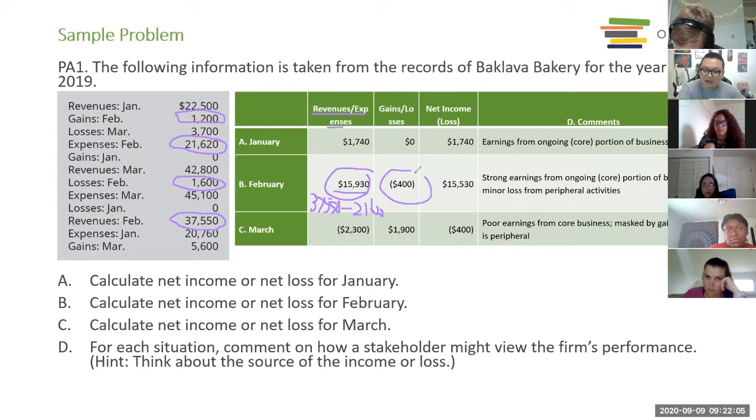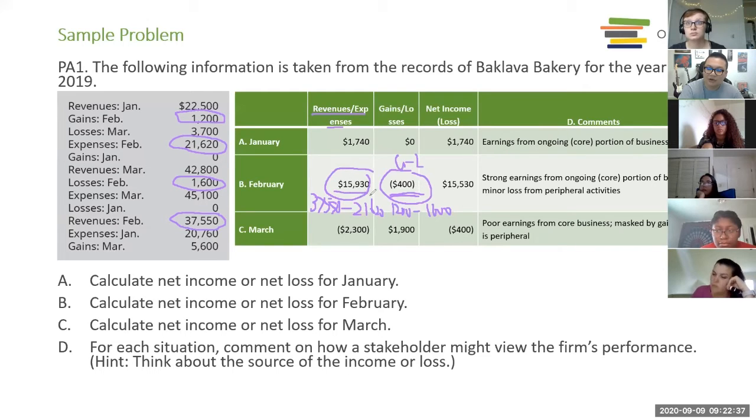And how we calculate this number, this $400, okay, we're using the total gain minus loss. So in this case, the gains for February is equal to 1,200, and the loss for February is equal to 1,600. So the total loss for February is equal to $400. But however, the total revenue increased a lot during February.